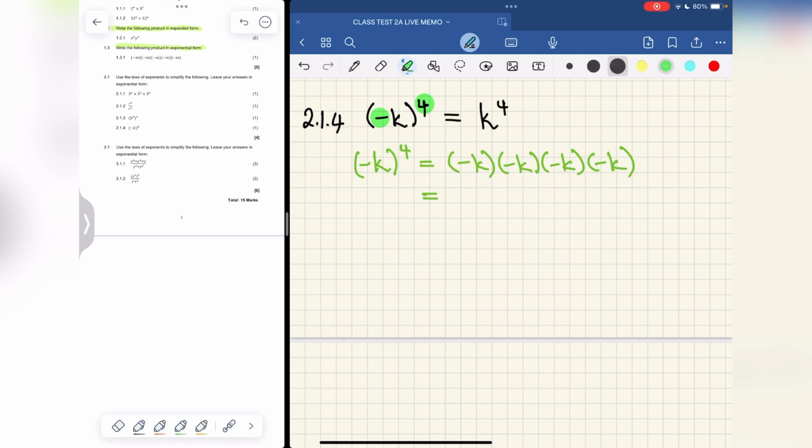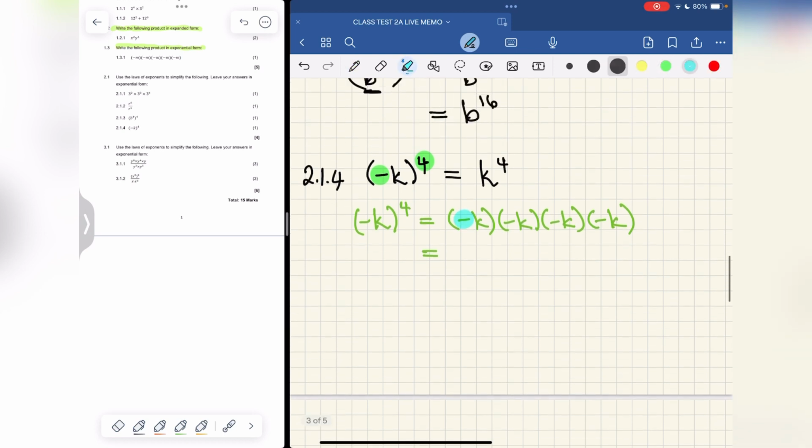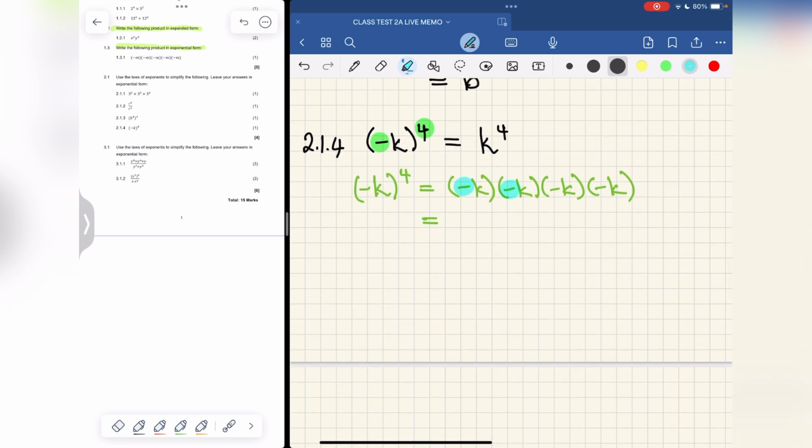So that negative and that negative gives us the positive. Then multiplying that with this negative again gives us a negative, and then multiplying that negative again gives us an overall positive answer, and that is why we are able to then conclude that when we have a negative base raised to an even exponent, because it will happen whether it is negative k to the power 4 or whether it is negative k to the power 12, any even exponent will result in a positive power overall. And that is, of course, then why we have an answer of just k to the power 4.